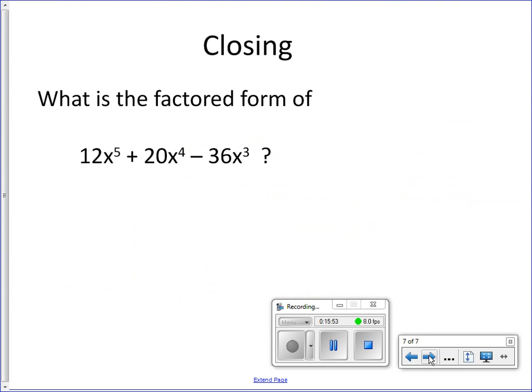All right, so as a closing question, let's look at this. What is the factored form of 12x to the 5th plus 20x to the 4th minus 36x cubed? If you have a spot in the margin on your notes, you might copy this problem and come show me your answer.